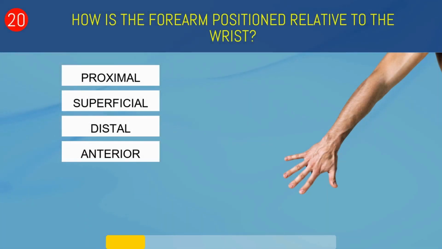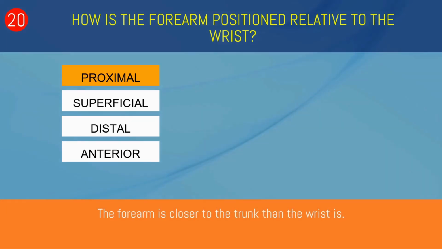How is the forearm positioned relative to the wrist? Proximal, superficial, distal, or anterior? Proximal. The forearm is closer to the trunk than the wrist is.